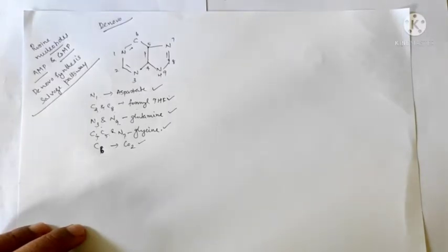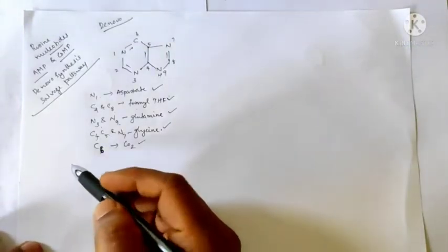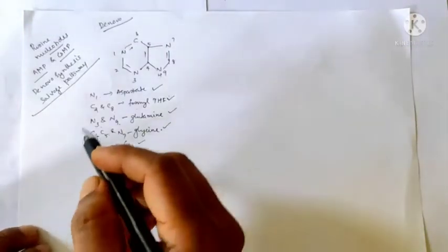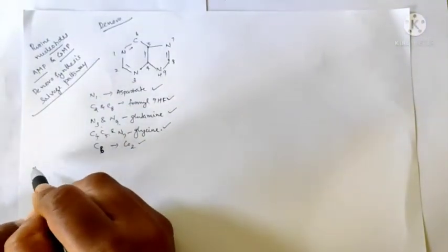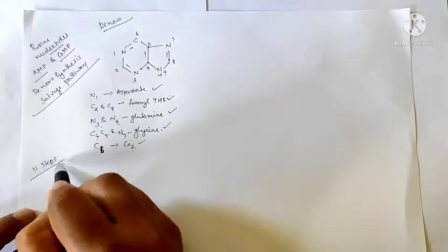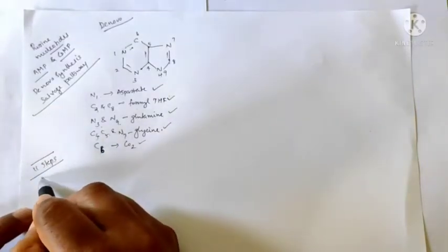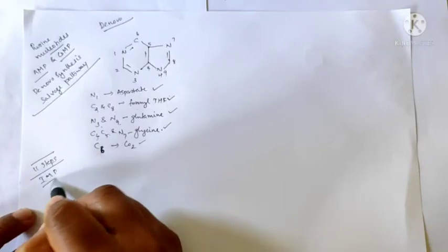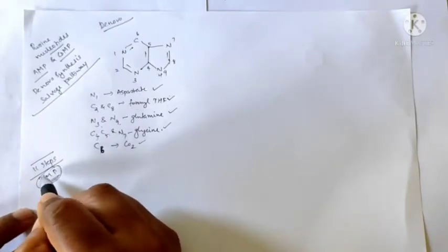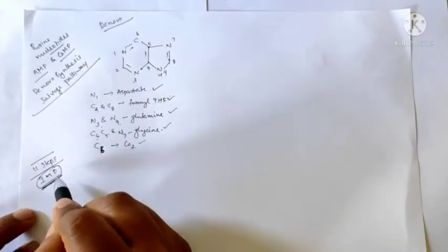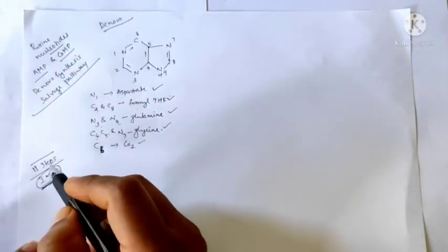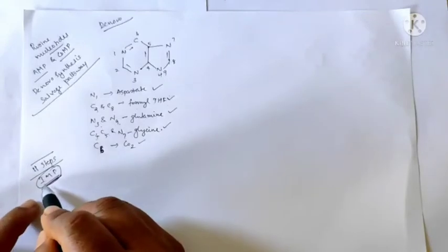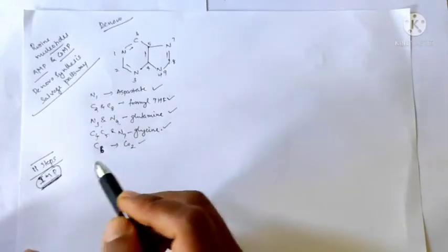Now we have to see some easy tricks for studying the biosynthesis of purine nucleotides. There are 11 steps till the synthesis of inosine monophosphate. Inosine monophosphate is the base purine nucleotide. So 11 steps are there for biosynthesizing inosine monophosphate.